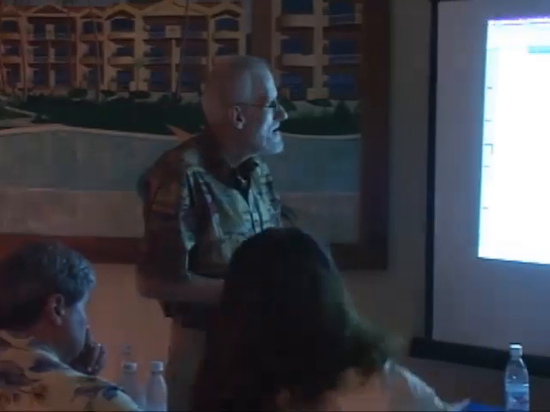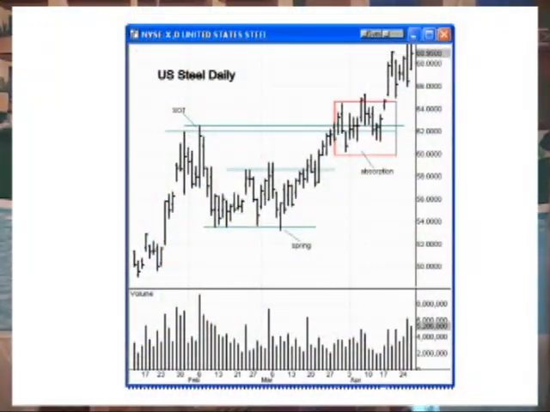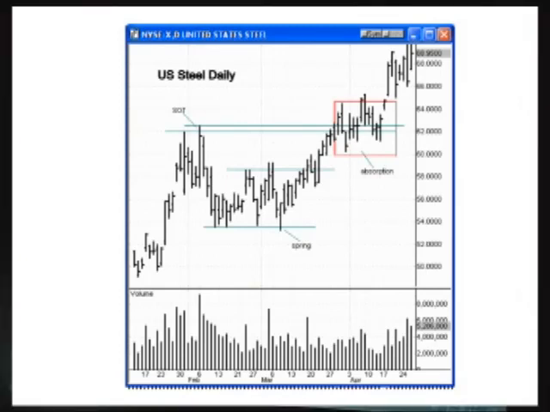We'll start back. Now I've shown you this little diagram about where to find trades. This model is in my head all the time. I'm looking at charts and trying to determine when there's a trading range, what position might we be in? Going back to our chart of U.S. Steel on the daily, in terms of where to find trades.